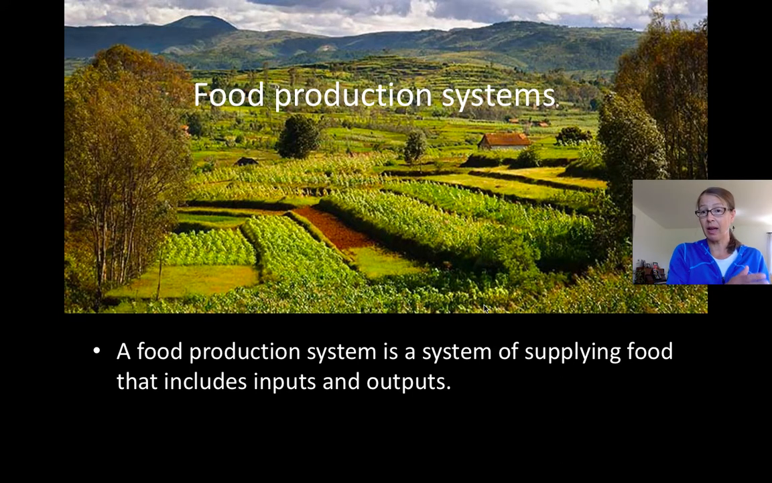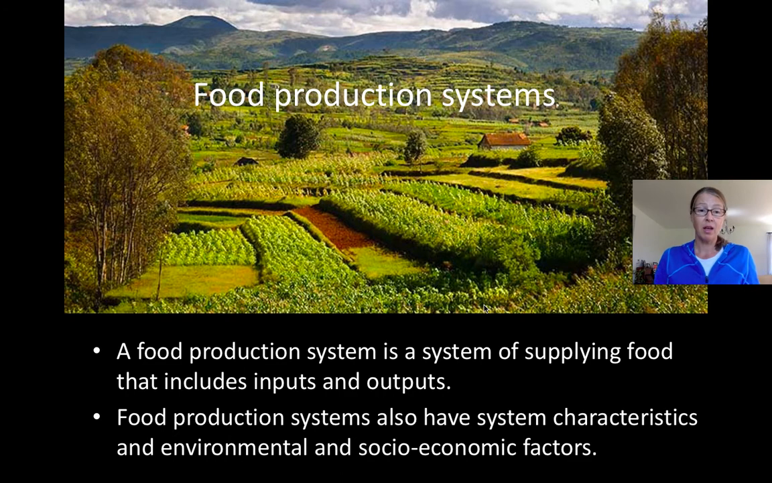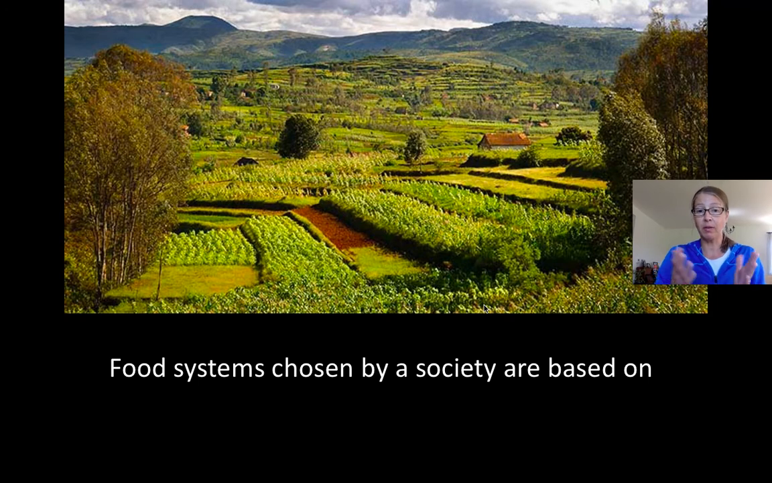So the inputs again and the outputs, they can be either biological, natural in nature, or on the social side of things. Okay, so it can be on the ecosystems or on the societies. And different food production systems have characteristics that help define them. There's going to be both environmental and socioeconomic factors involved. So what type of food production system a society is going to choose is going to be based on a number of factors. One of the big things is what's the climate, right?